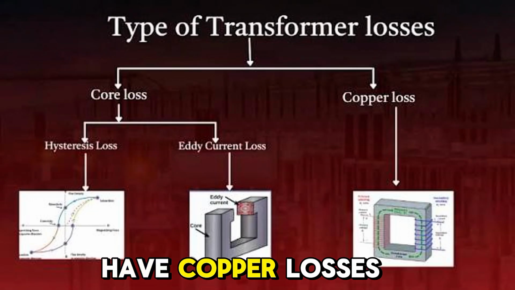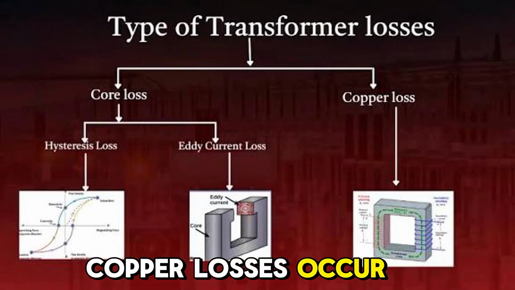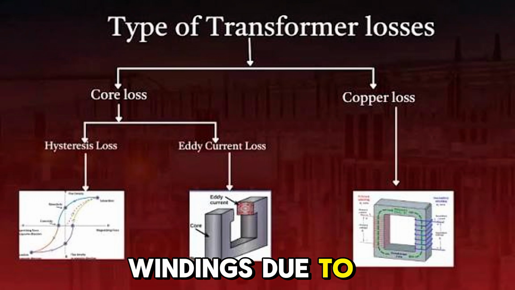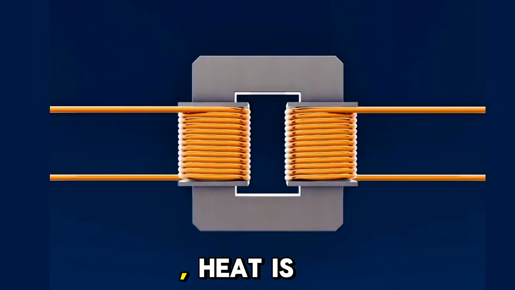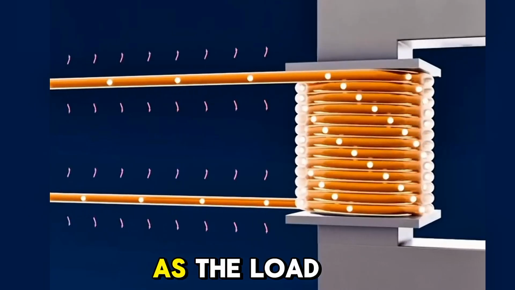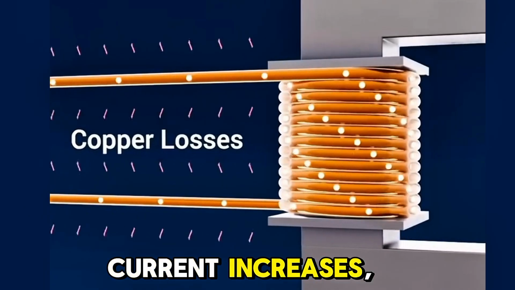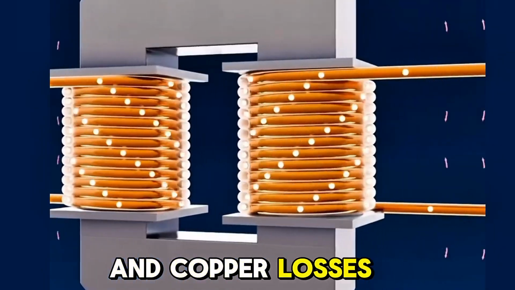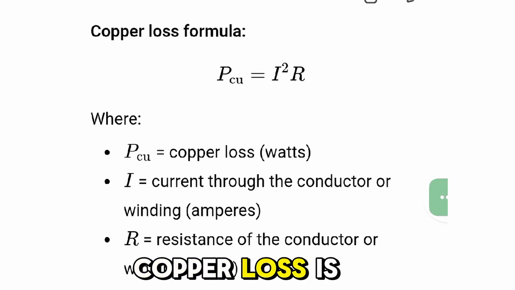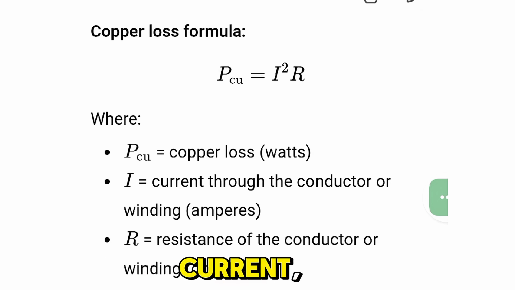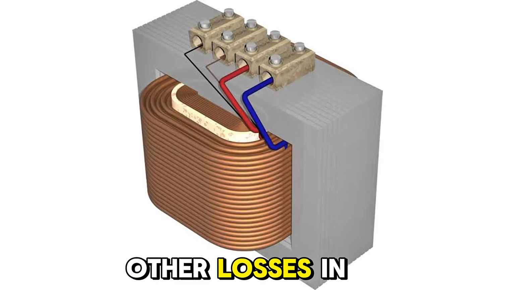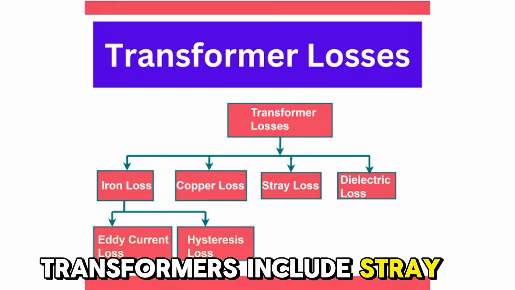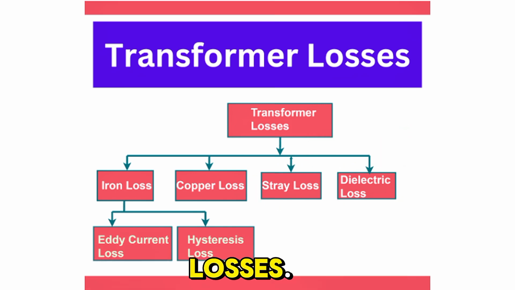Next, we have copper losses. Copper losses occur in the transformer windings due to electrical resistance. When current flows through the windings, heat is produced. As the load increases, the current increases, and copper losses also increase. Copper loss is proportional to the square of the current, which means a small increase in current causes a large increase in loss. Other losses in transformers include stray losses and dielectric losses.